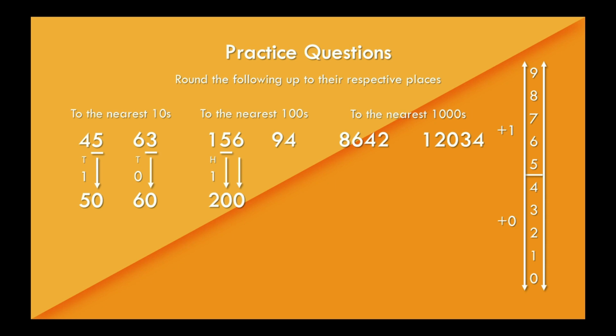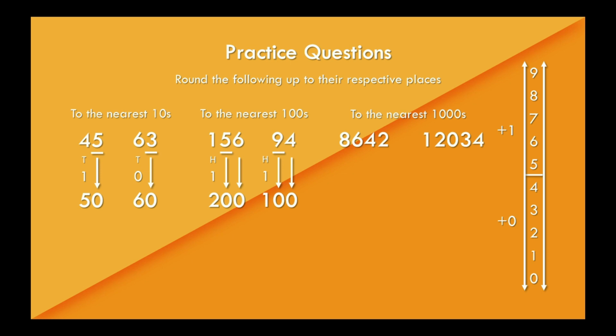Now for the next one, we have 94. Now our hundreds place is technically empty because there's nothing there. The highest we have is the tens place. So immediately to the right of the hundreds place, we have 9. 9, we know from the chart, rounds up. So 9 and 4 become 0, and the hundreds place gets a plus 1. It's currently empty, so empty plus 1 gives you 1, giving us a final answer of 100.